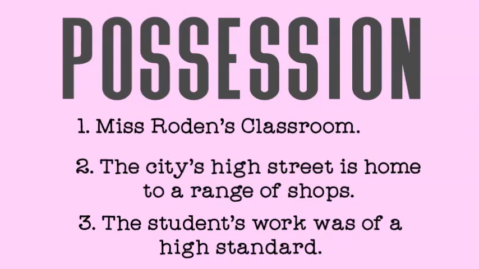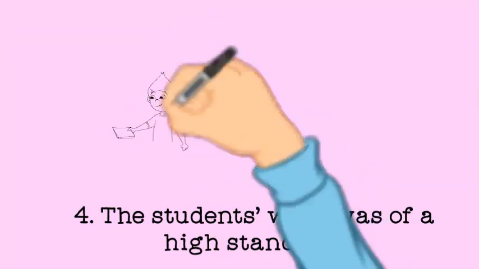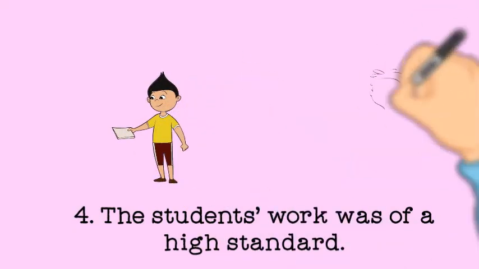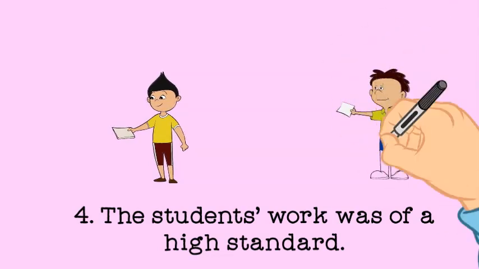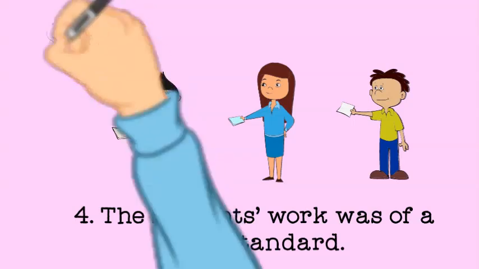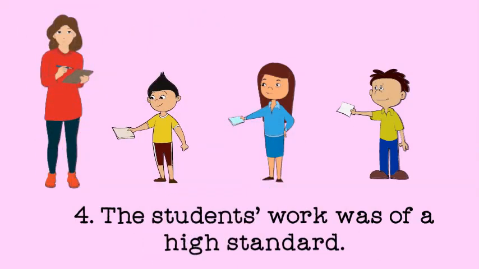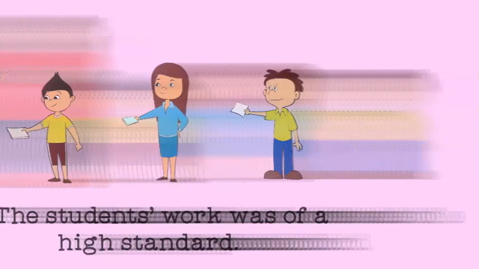However, when we are talking about something that belongs or relates to more than one person or thing, we add the apostrophe after the S. For example, the students' work was of a high standard. Adding the apostrophe after the S shows the reader that you are talking about a group rather than an individual. You can see how misplacing the apostrophe in that example might send out a very confusing message.